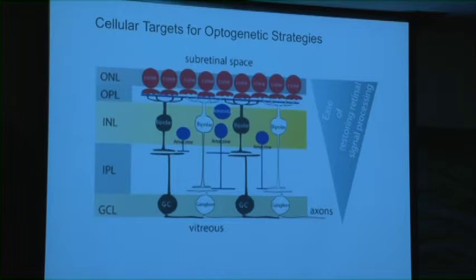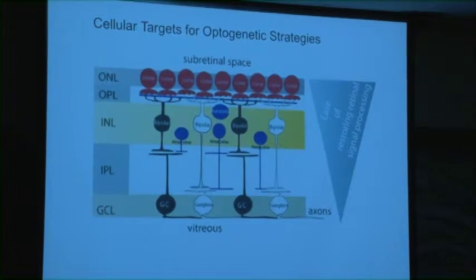So Botond Roska and José Sahel are interested in adding optical switches to surviving cone inner segments in patients that no longer have rods or cone outer segments. Other groups are using switches targeted to bipolar cells, and other groups are targeting the most downstream, the retinal ganglion cells. And the thought is that the amount of restoration of function may be proportional to which target you use.